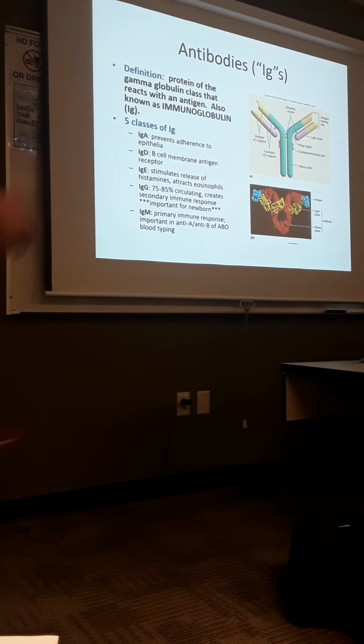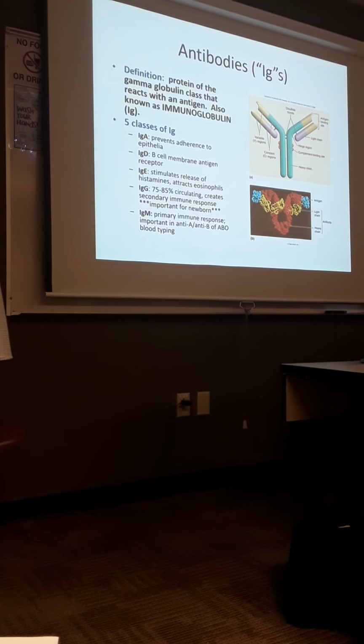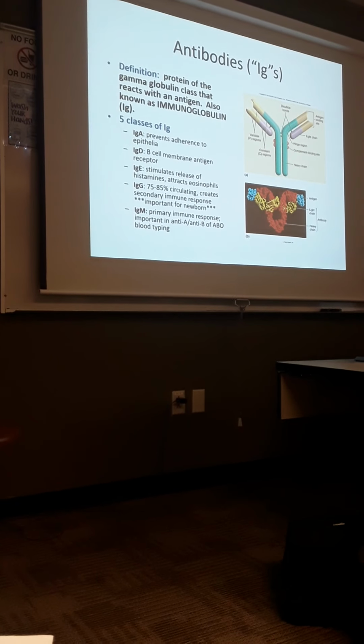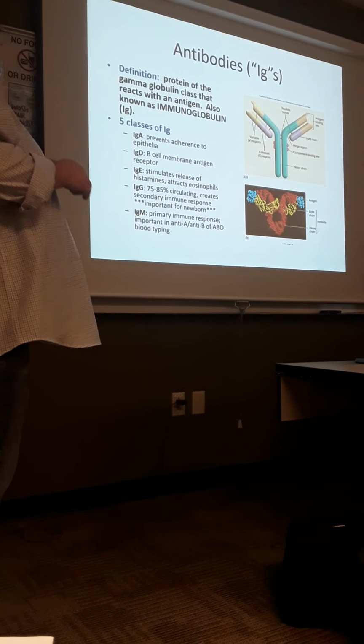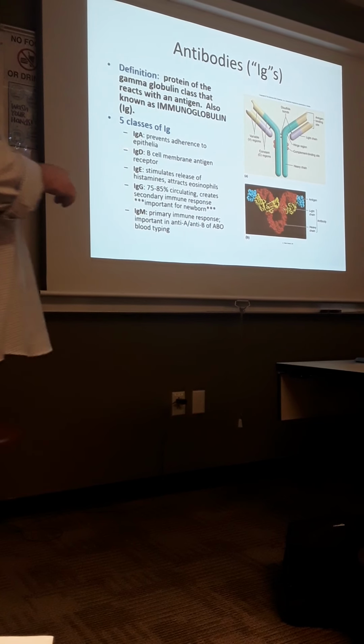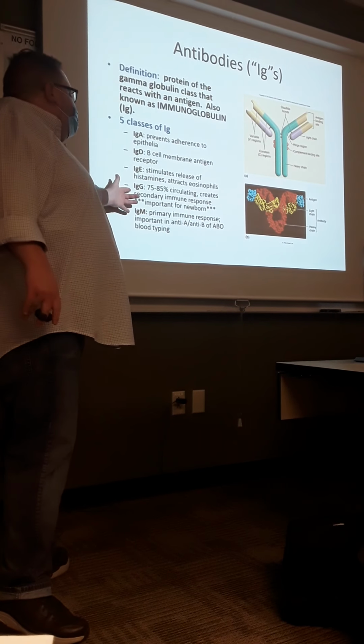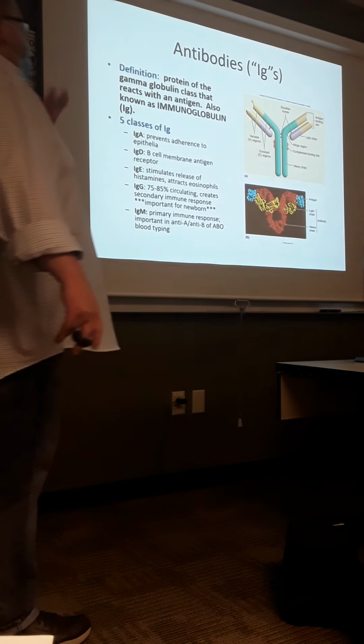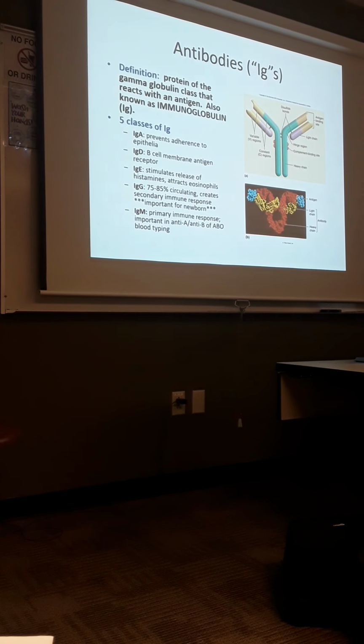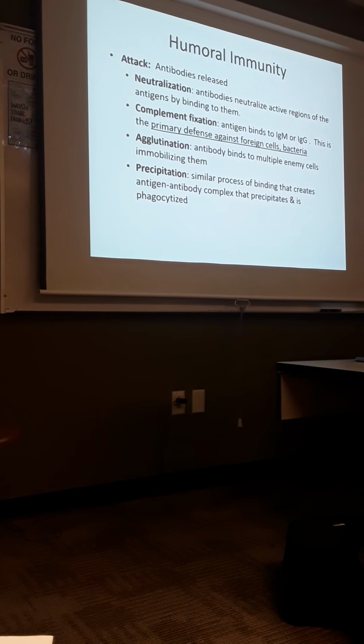They create a secondary immune response. So those are the ones that are produced by the memory cells. Okay? IgE has different functions, IgD and IgA. So different ones have different roles in the immune system, with IgG and IgM being the most prevalent in the immune response.